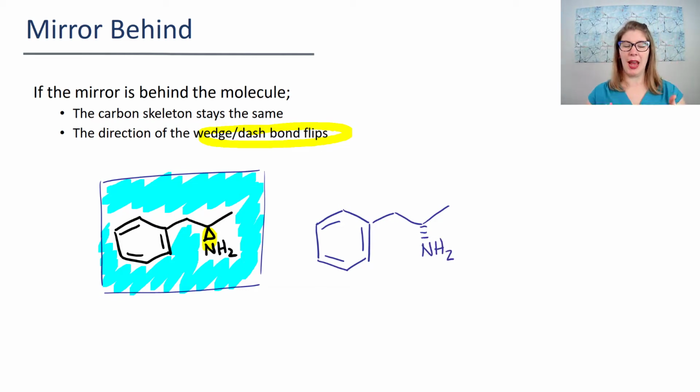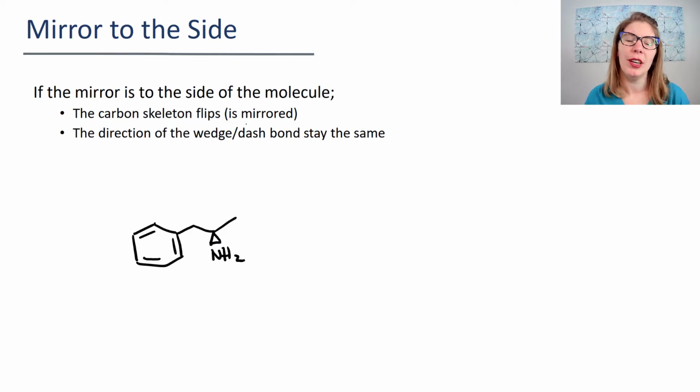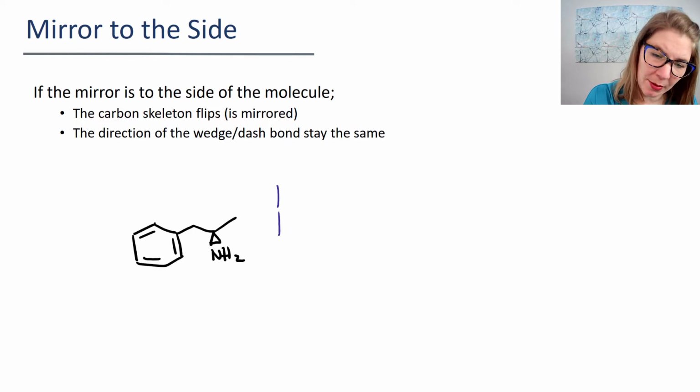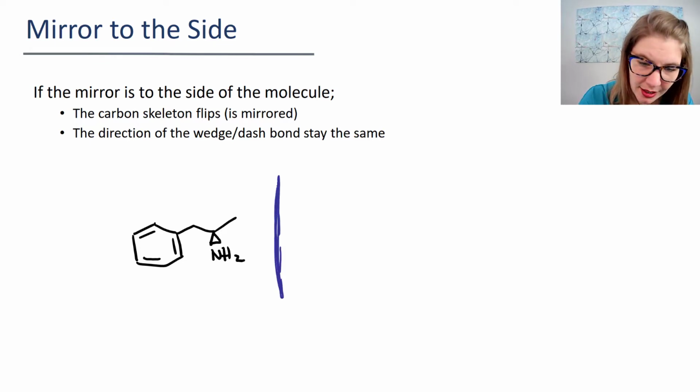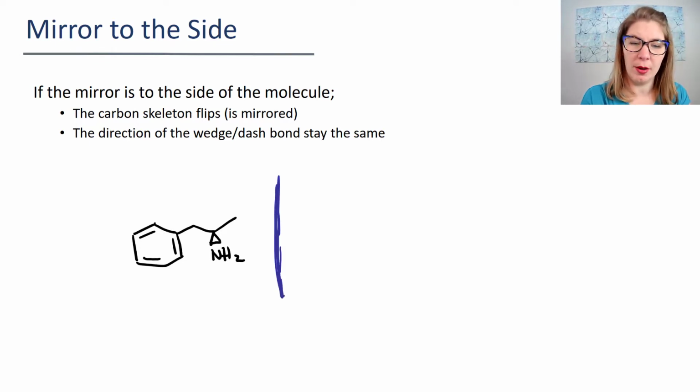So this would be if you had your mirror behind your molecule, or technically it could be in front of your molecule. What if the mirror was to the side? How would that change? So let's pretend we have a mirror here. In this case, your carbon skeleton flips. So when your mirror is here, I'm going to mimic what I see on the left-hand side over on the right. So I'm looking at this structure and I'm just mimicking the direction of these bonds.